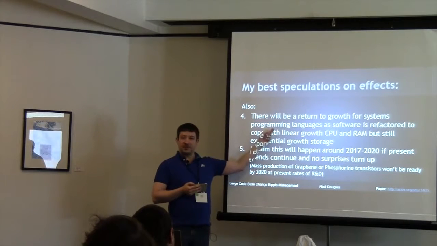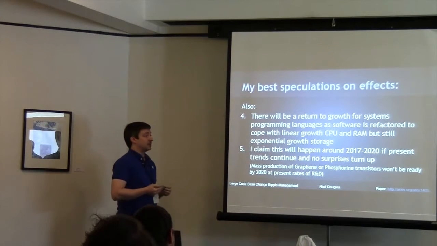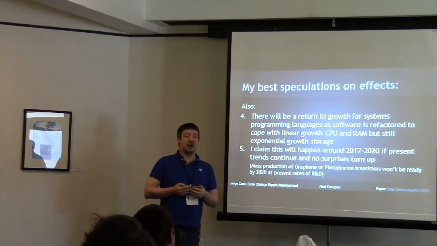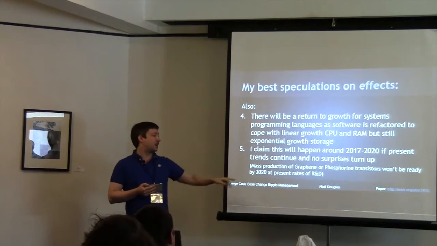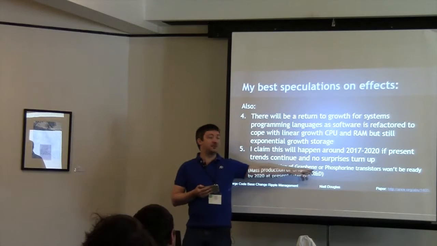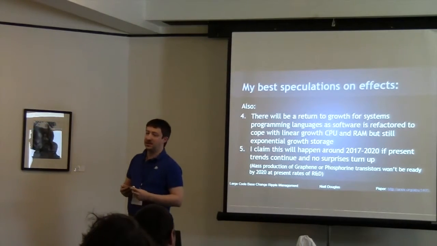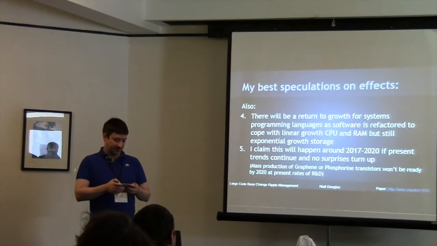I think we're going to see a big return. C++ is going to see a lot more stuff. And I reckon, at the present set of trends, this is going to happen about 2017, 2020. By the way, in case anyone asks about graphene or phosphorine transistors, they're just not going to be ready by 2020. They're great, but the R&D that's been put into them just isn't sufficient.